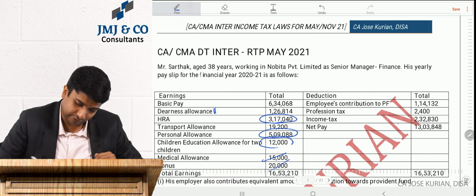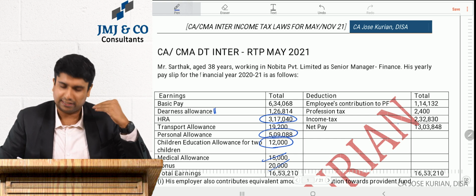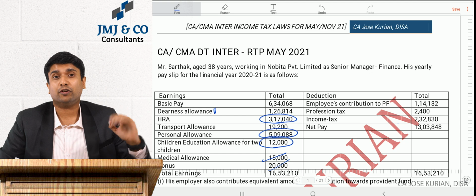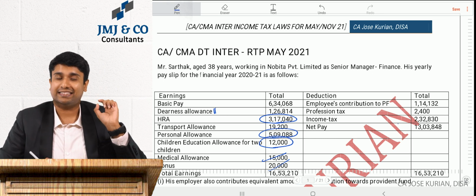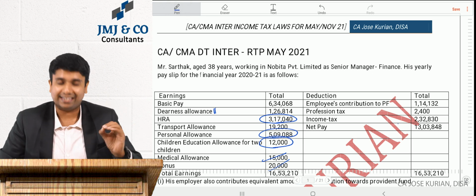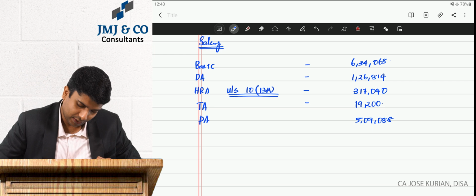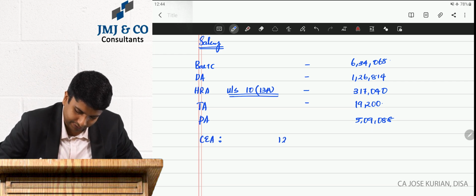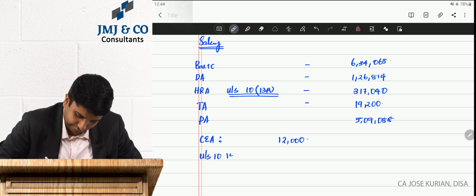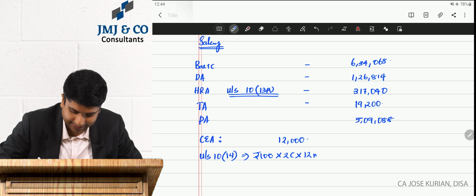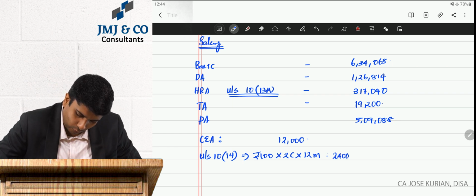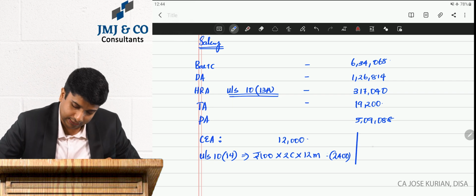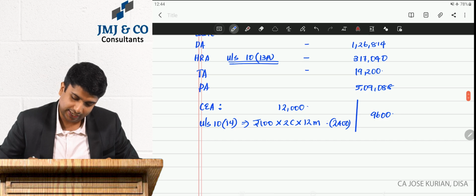Then the next item is children education allowance. In the previous MCQ which we solved, he was opting for 115BAC, that's why he was not able to claim the exemption under 10(14). But in this alternative, our assumption is that while computing the total income, this man is not taking 115BAC. That means he can claim exemption under 10(14). The actual amount he received is 12,000. Under section 10(14), he can claim an exemption of rupees 100 per child per month, that is 100 into 2 children into 12 months, so it will be 2,400. After deducting 2,400 from this 12,000, the remaining 9,600 only will be taxable children education allowance.